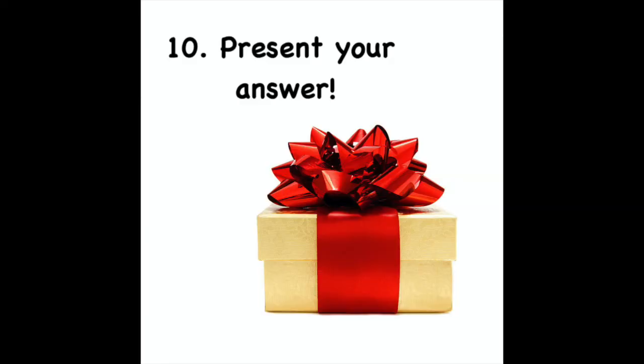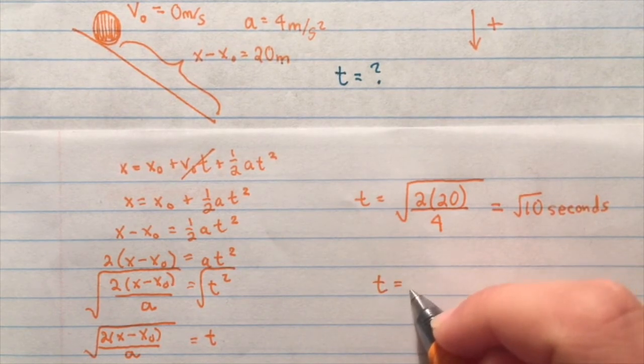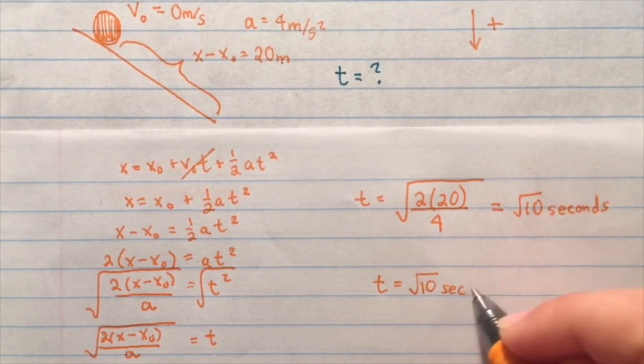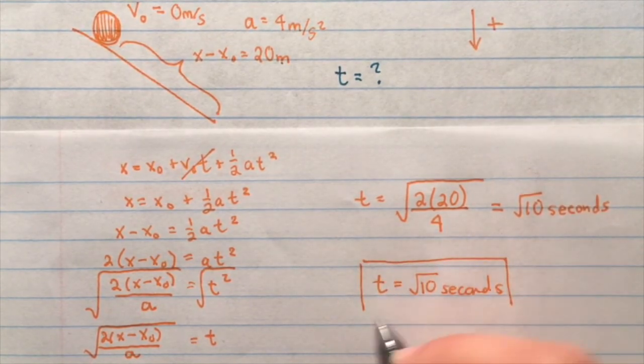My final step is to present it. So I'm going to rewrite it. t equals root 10 seconds. And I'm going to box it so that it is easy to find.